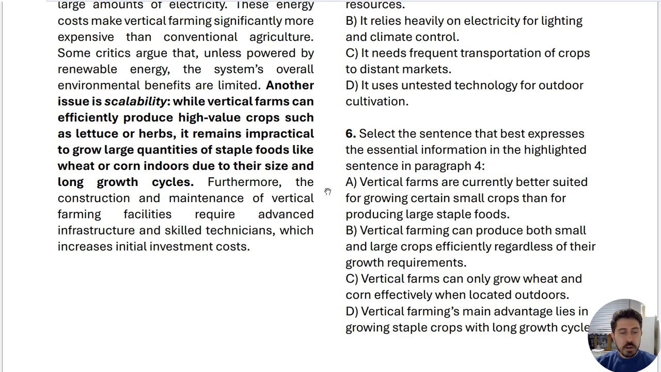Well, when we read the sentence in bold, we understand that vertical farms are better for growing high-value crops rather than growing staple foods, which require large quantities of production. As a result, we can say that the best option that matches this information is option A. The other options are either incorrect or they leave out essential information, or both of them at the same time.